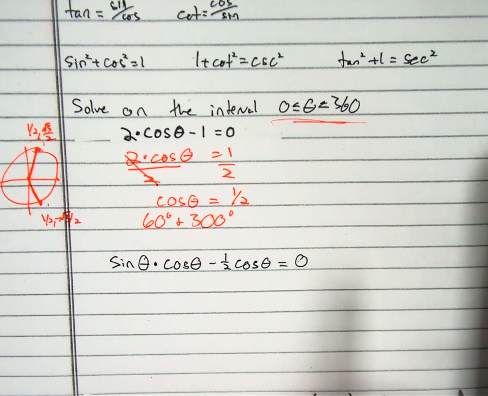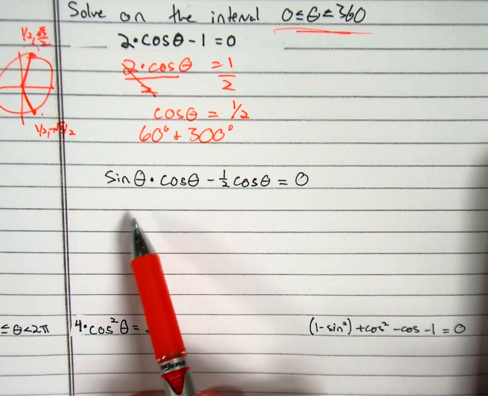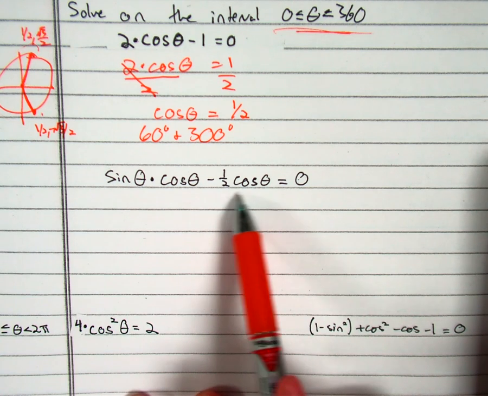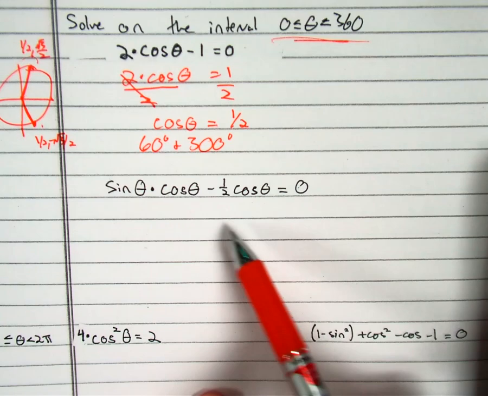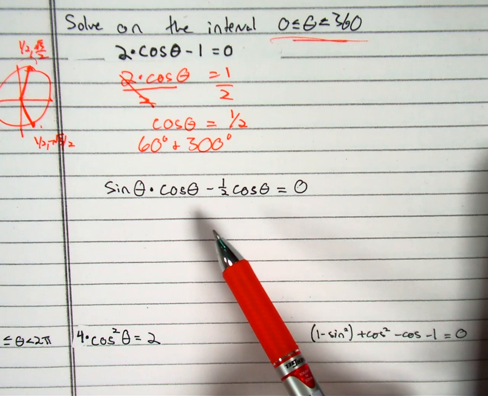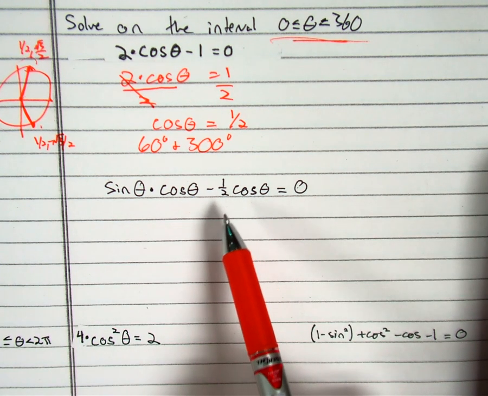Alright, come on down to this one. Sine theta times cosine theta minus 1/2 cosine theta equals 0. Alright, so this one up here was just straight up solving. This one's going to be solving with some factoring. It's just like all your x factoring, or factoring with like the variable being x.